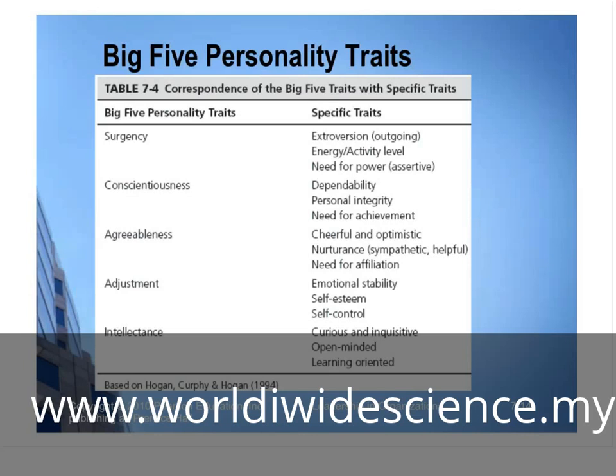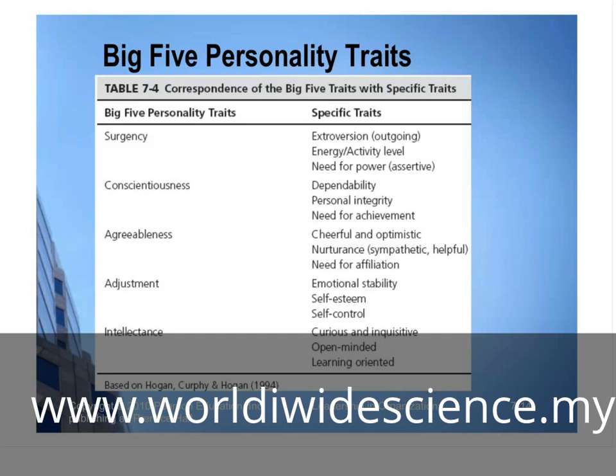So these are the big 5 traits in leadership. If you put certain skills together, we call them something. Surgency is when you have extroversion or you're outgoing. You're a person who just goes out with other people. You have energy and you have need for power. We call this surgency. You have the conscientiousness, which is dependability, personal integrity, and need for achievement. It's more of your dependability, your integrity, and also the need and the desire you have in order to achieve.